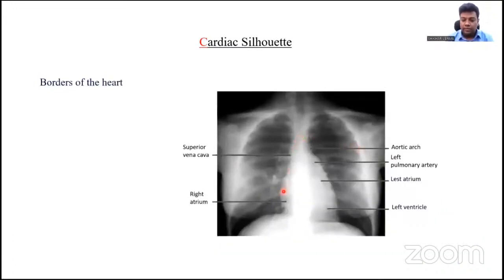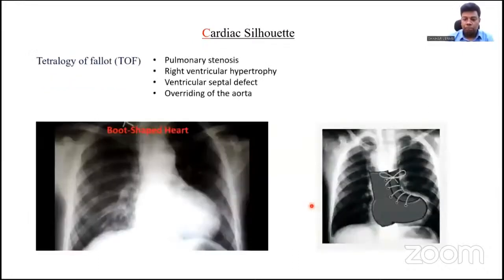What are the various borders of the heart which can be seen in the chest X-ray? This is the cardiac shadow. The right side is formed by the SVC, right atrium, and IVC, and the left side is formed by the aortic arch, pulmonary trunk, and the left atrium and the left ventricle. So this is how we can identify the various borders of the heart on the chest X-ray.